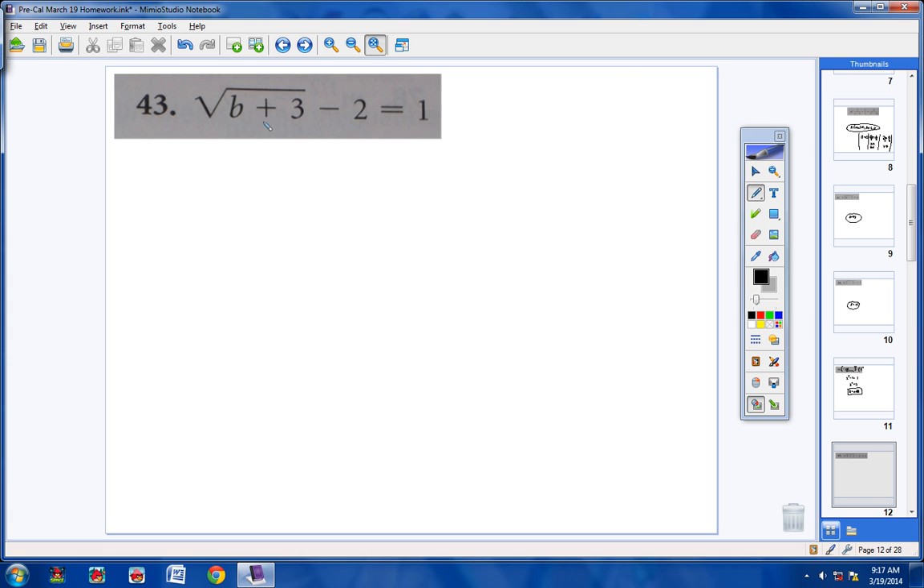Number 43, we have a square root equation and we want to eliminate the square root. Well, the first thing you do is you isolate it. So bring the 2 over, and if you do that correctly, you're left with the square root of b plus 3 equals 3, because when you bring the negative 2 over, it becomes a positive 2. Now, the square root's isolated, so I'm going to go ahead and raise the left side to the second power and raise the right side to the second power. When you square a square root, you get the radicand, and when you square 3, you get 9. Now bring the 3 over and make it a negative 3, and b equals 6.